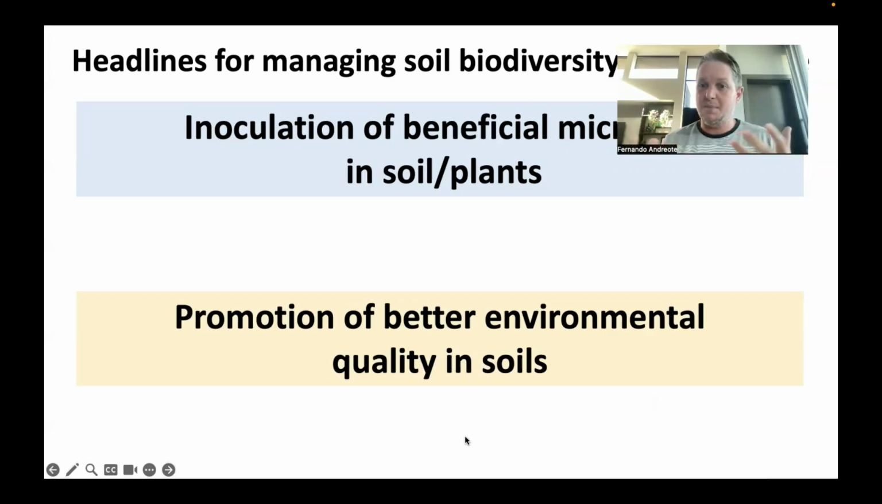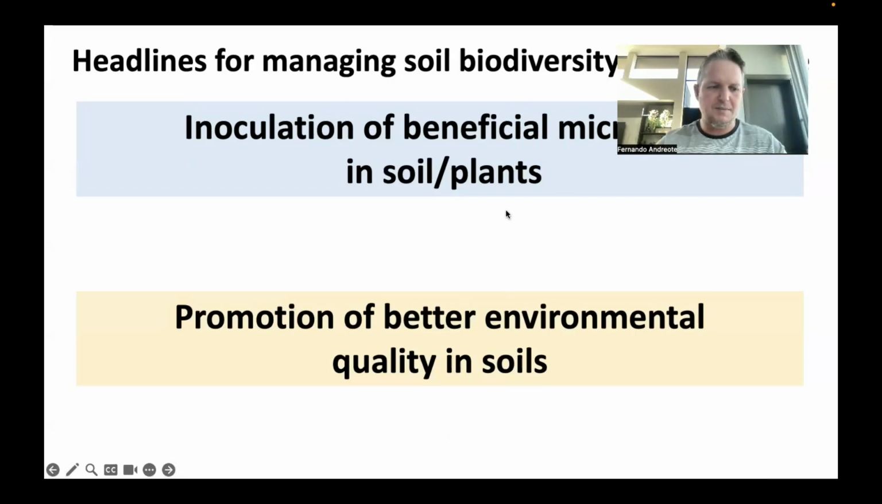However, the other important and complementary line is to promote better environmental quality in the soil, in other words, to recover parts of the environment that we have lost in the soil. If I've just shown you that we've lost biodiversity, how can we recover that biodiversity? And here we're going to have to think about soil as an environment. Let's look at this together in two slides.